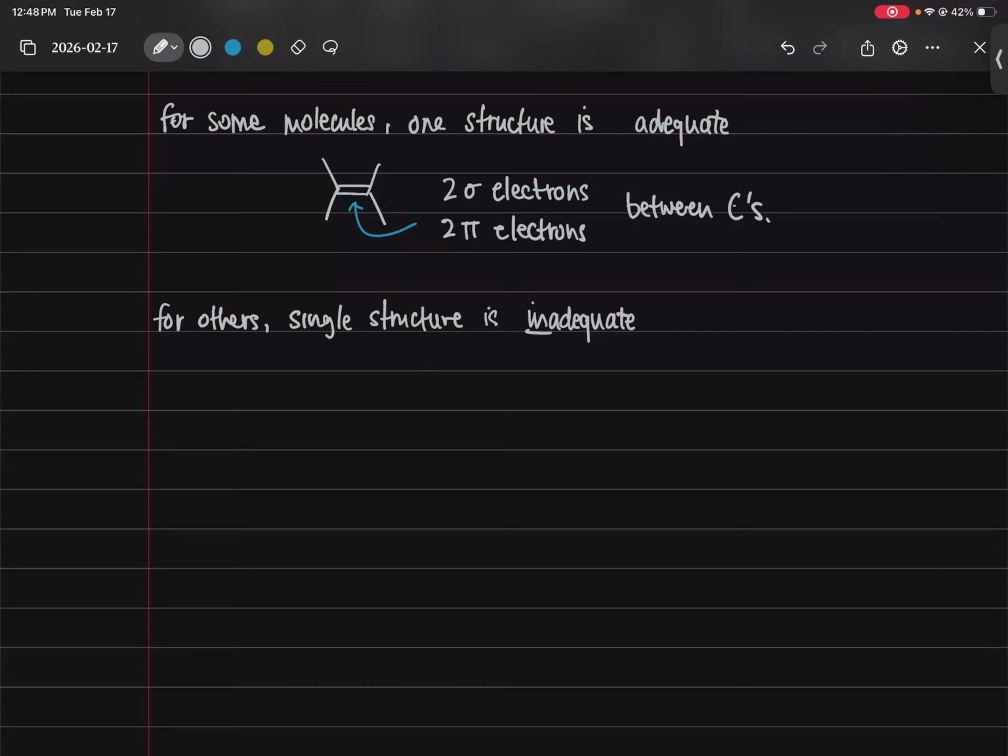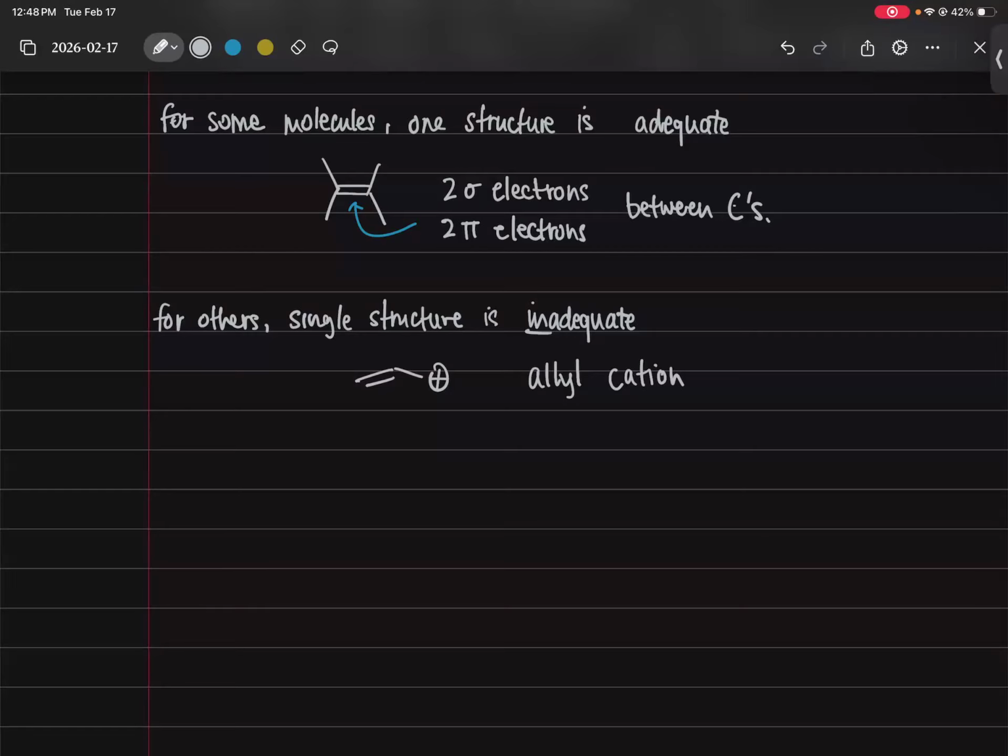Okay, because that structure is adequate for that alkene. So what about this molecule? This is called the allyl cation. And it's got a double bond like an alkene. And then it's got a positive charge on one of the carbons that's next to one of the alkene carbons.